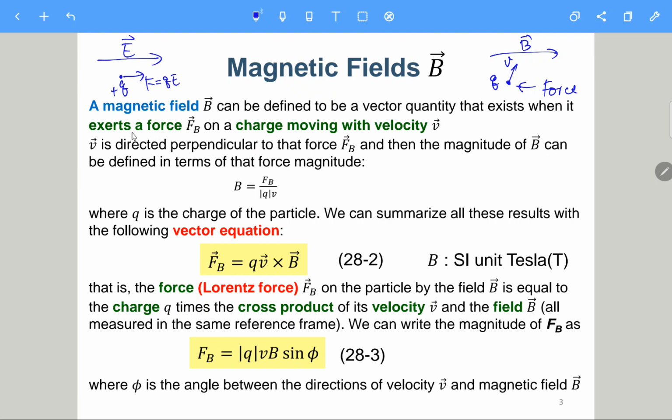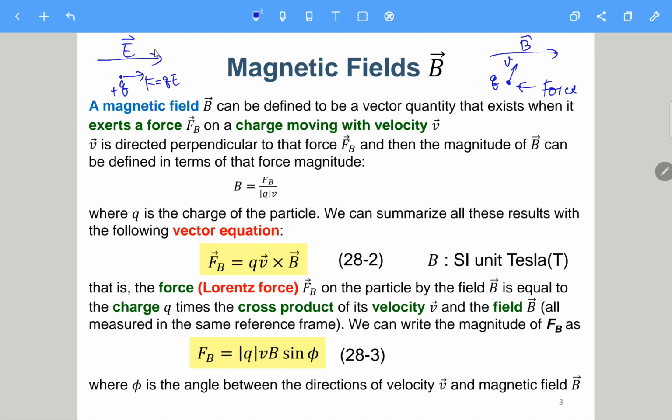So a force on a charge with velocity V. So the force FB, and then the magnitude of B can be defined in terms of the force magnitude. So the magnitude of the magnetic field, the B field, is this force divided by the charge and also the velocity of the charge.